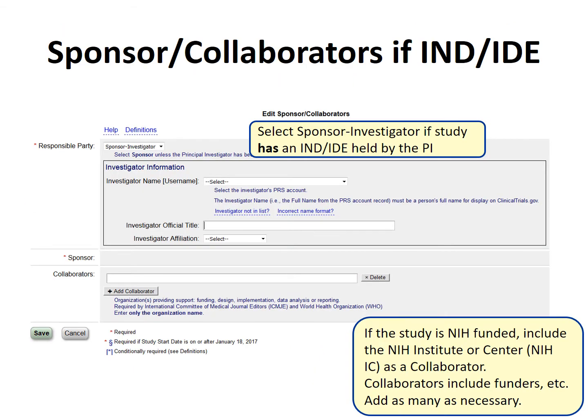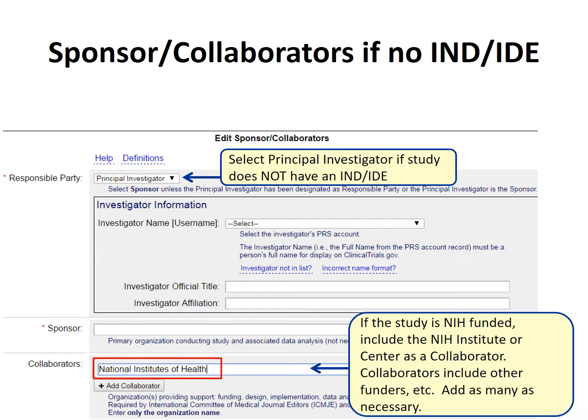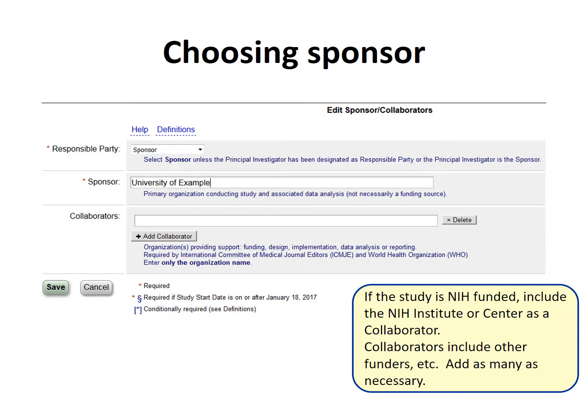This is the screen you will see for the Sponsor Collaborators section. If the PI holds an IND or IDE, then please designate the PI as sponsor investigator, the responsible party for the study. Add collaborators to the study if there are any. Collaborators include funders and/or collaborating institutions. If there is no IND or IDE involved in this study, then designate the PI as principal investigator, the responsible party for the study. Enter the University of Louisville as the sponsor of the study.